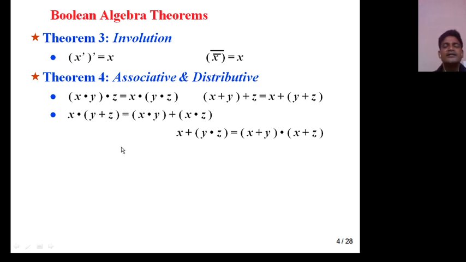And this is your distributive law. X dot (y plus z) equals x dot y plus x dot z, and its dual is x plus (y dot z) equals (x plus y) dot (x plus z). This is an important law and you have to remember it. In the assignment I have given one question based upon this law.